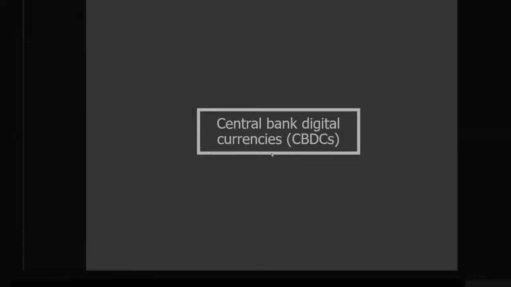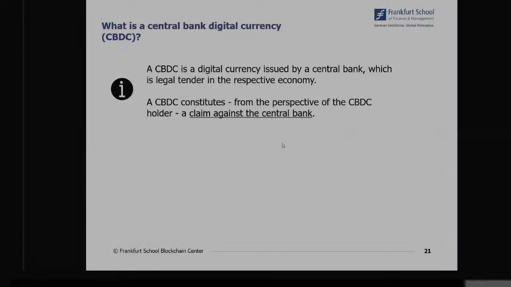Great, let's now turn to the last form of money today, which is the last pillar of the new forms of money we observe. And this is central bank digital currencies, so-called CBDCs. So what is a central bank digital currency? It's a digital currency issued by a central bank, which is legal tender in the respective economy.